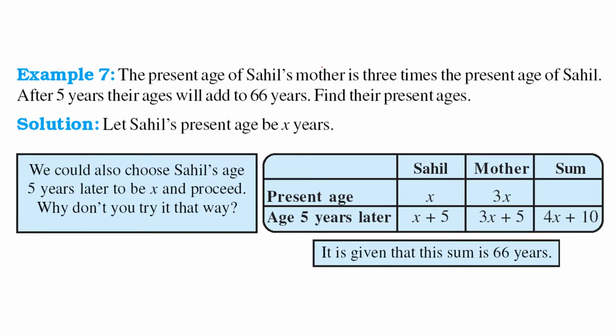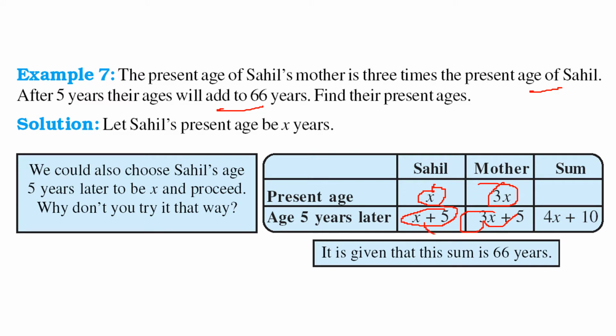Now, the present age of Sahil's mother is 3 times the present age of Sahil, right? So if the present age of Sahil is x, the age of mother is 3 times Sahil. So if he is say 10, the mother is 30, like this. After 5 years, their ages will add to 66 years. So after 5 years, he'll be 5 years elder, x plus 5. After 5 years, the mother will also be 5 years older, so 3x plus 5.